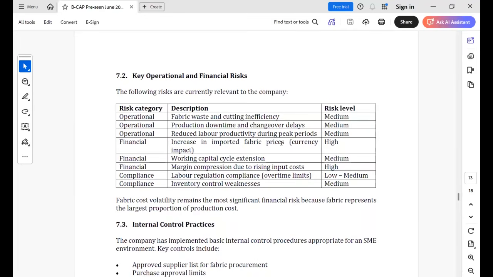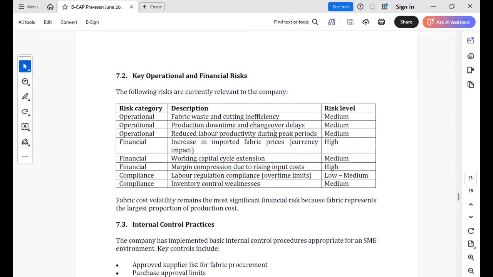In the risk matrix, right, you have to identify operational risks. What are the risks, right? What is the impact, right? What action you have taken to mitigate that? What is the future outlook, right? Financial also same, compliance also same, right?